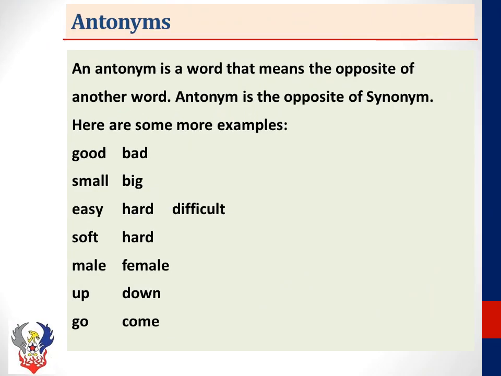Antonyms. An antonym is a word that means the opposite of another word. Antonym is the opposite of synonym. Here are some more examples. Good and bad. Small and big. Easy and hard or difficult. Soft and hard. Male and female. Up and down. Go and come.